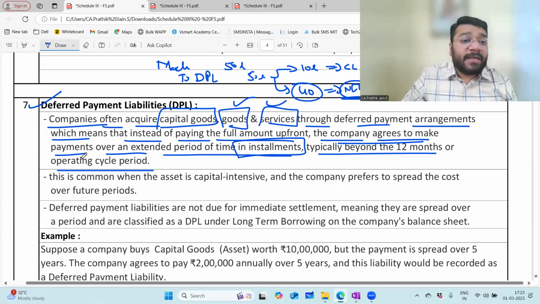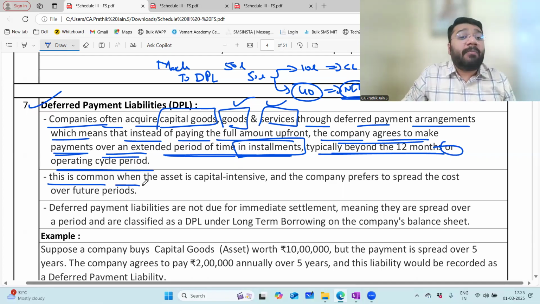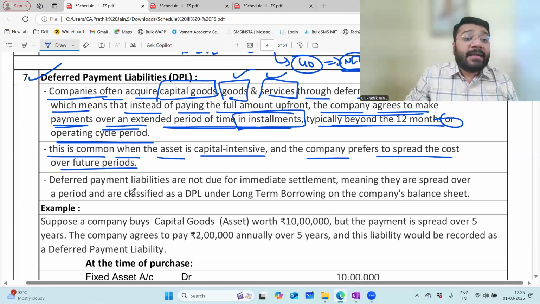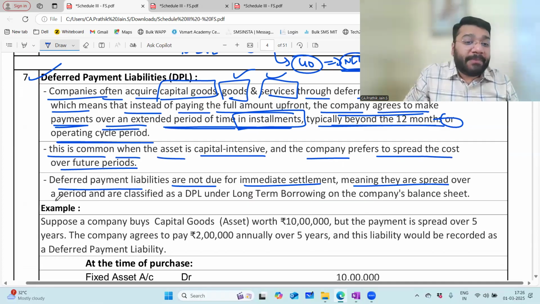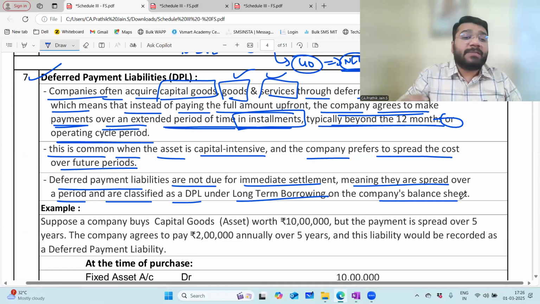The company agrees to make the payment over an extended period of time in installments, typically beyond 12 months or the operating cycle period. This is common when the asset is capital intensive and the company prefers to spread the cost over future periods. Deferred payment liabilities are not due for immediate settlement. Means what? I'm not going to settle them immediately. I'm going to settle them beyond 1 year. Meaning they are spread over a period and are classified as deferred payment liabilities under long-term borrowing on the company's balance sheet.